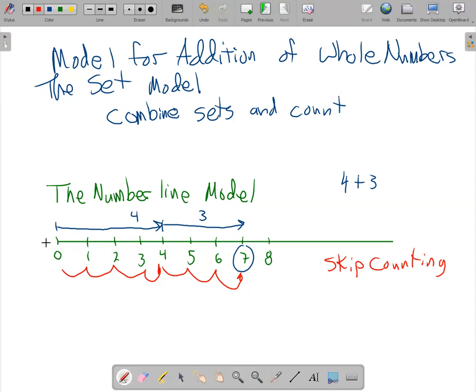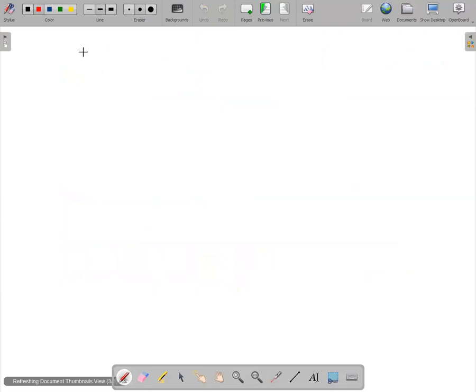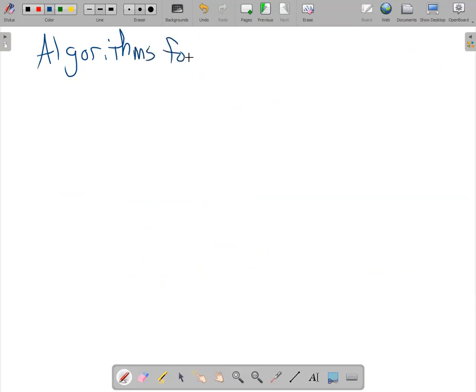So we get the basic idea of what it means, combine and count, but then we've got to figure out how to do it for bigger numbers, and that's when we need what's called an algorithm. And for the algorithms, that's where the toys come in.